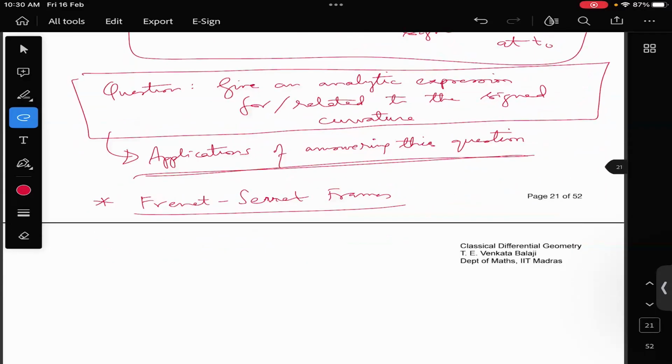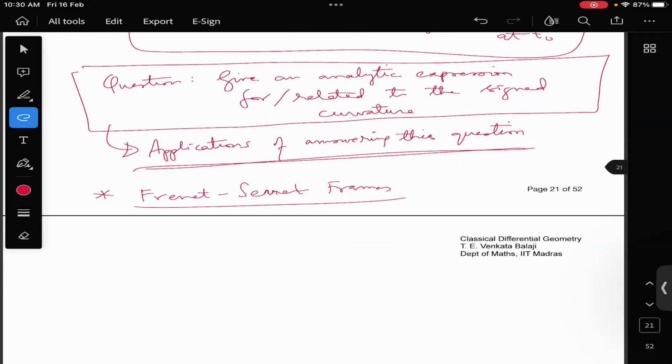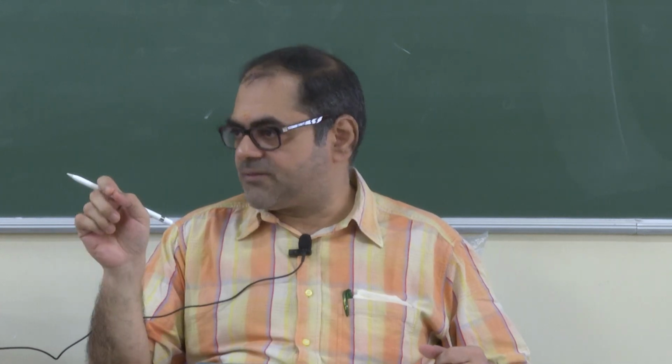So I'll tell you what this is all about. Suppose for the moment, this works for plane curves and space curves, but I'm just doing it for plane curves. So suppose you are moving on a curve. People who do physics study this thing called a frame of reference. What is a frame of reference? Basically it's a coordinate system.